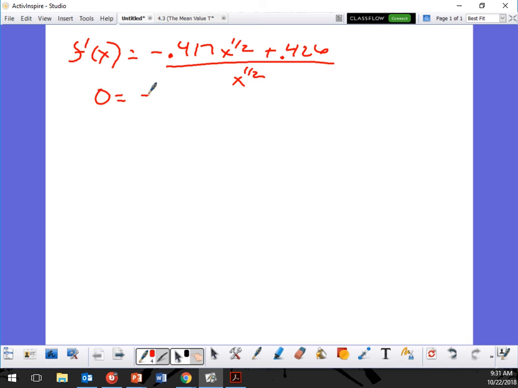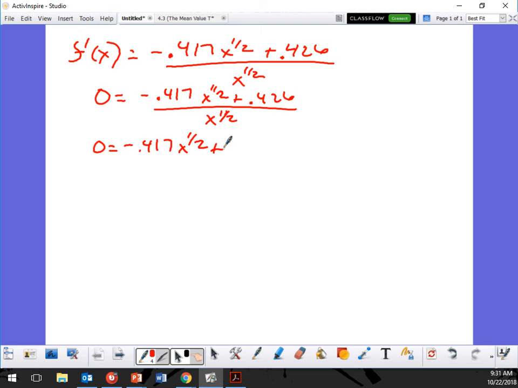So 0 equals negative 0.417 x to the 1/2 plus 0.426 all over x to the 1/2. So clear out my denominator, right? Multiply both sides by that. So I'm going to take care of that. So it's going to be 0 equals negative 0.417 x to the 1/2 plus 0.426.